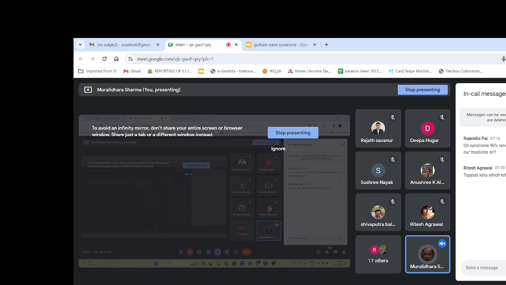And Tapyadiloha, of course, is from the usual preparation which is available, where the Abhraka and Tapya are mixed together. Right. So that's all the questions. Right. We will conclude today.